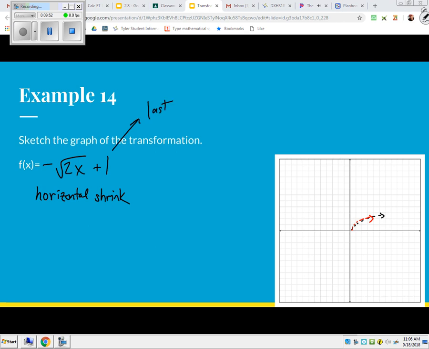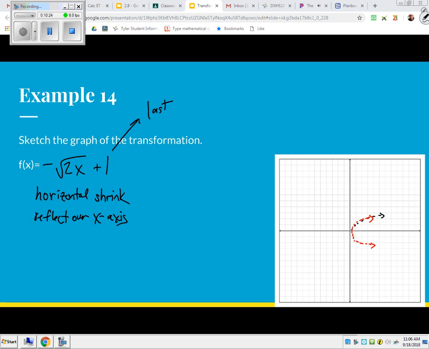So the next thing I want to take care of is that negative in front of my square root. That negative reflects my swoop which way? Over the x-axis, good. Reflect over x-axis. So now this red swoop, still shrunk back a little bit, is coming back this way. And then I've done the 2, I've done the negative, I've made it to the +1.